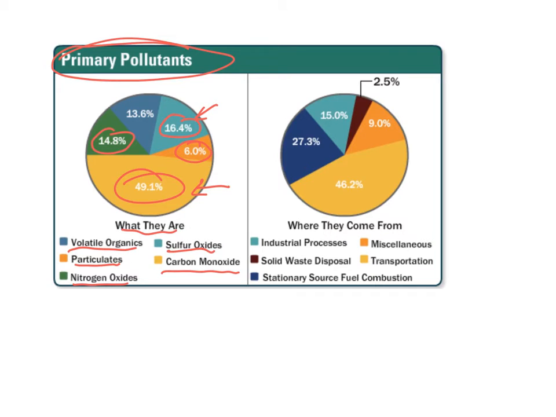The carbon monoxides, if we go to the other side, you can see that about 46% of our pollutants come from transportation. We also have stationary fuel combustion, which is another 23%. So that would be like our coal burning power plants. We make a lot using the industrial processes that we have. And then we have our miscellaneous, whatever it falls into, and our solid waste disposal. This would be like if we were burning trash. We get about 2.5% of the pollution that way.